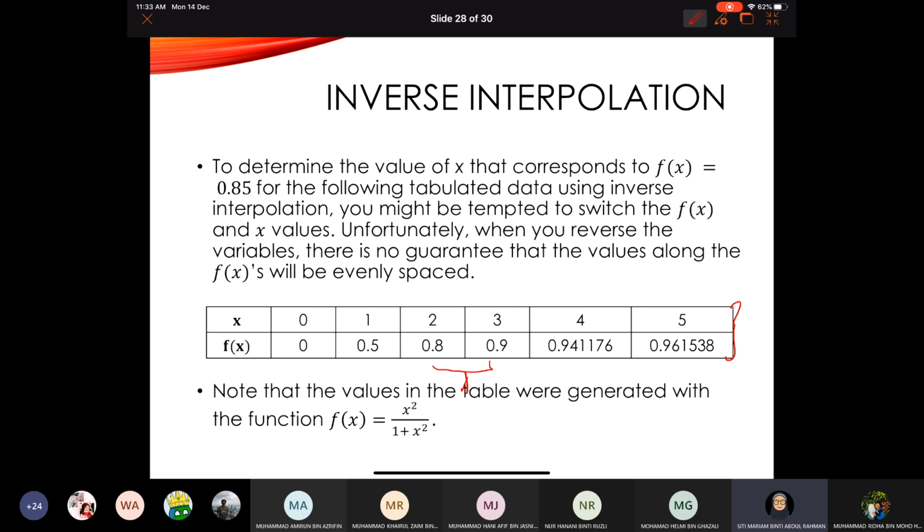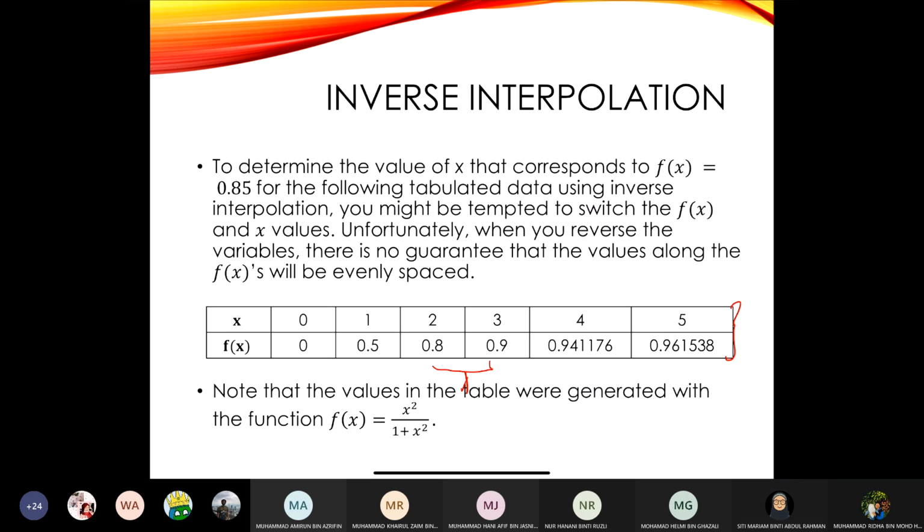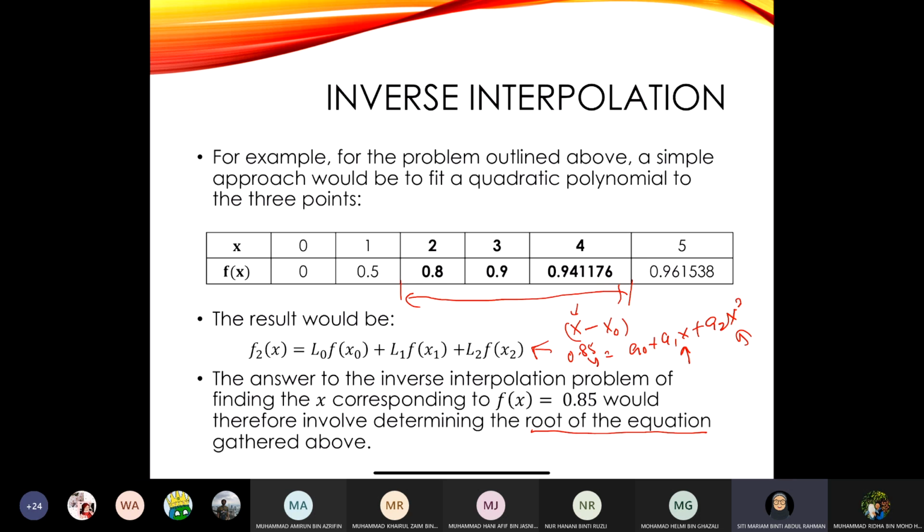Faham tak untuk inverse interpolation? So dalam inverse interpolation, instead of kita cari terus function tu, terus masuk value kan tadi dalam Newton dengan Lagrange, kita keluarkan function tu. And then kita cari root of equation punya problem. So ni kalau quadratic, maknanya boleh guna apa? B square plus minus square root tu kan. So boleh guna tu untuk cari value of x.